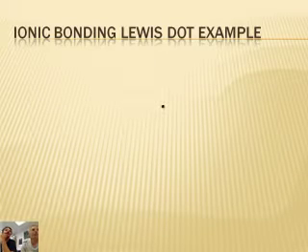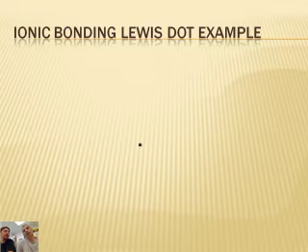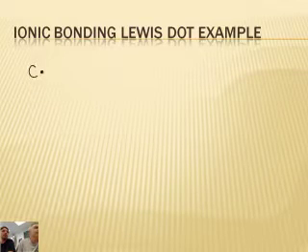Hey, we want to just do one quick thing: how would you draw a Lewis structure of an ionic compound? Let's look at a couple of examples. So let's do something relatively easy. We'll do calcium and then chlorine.